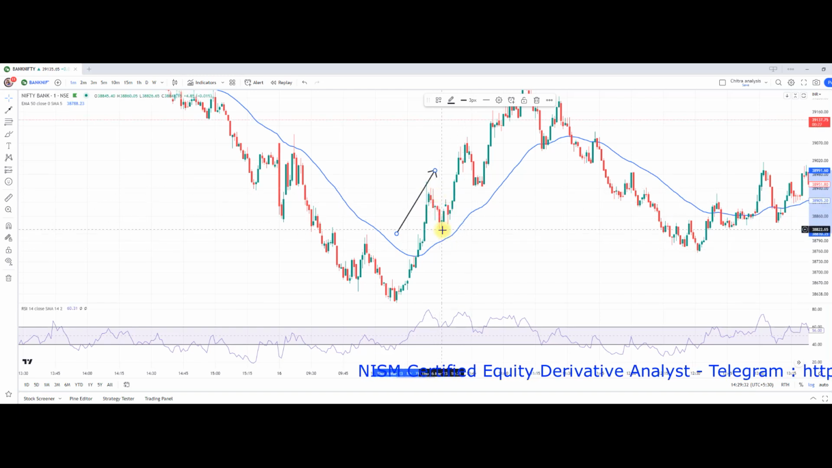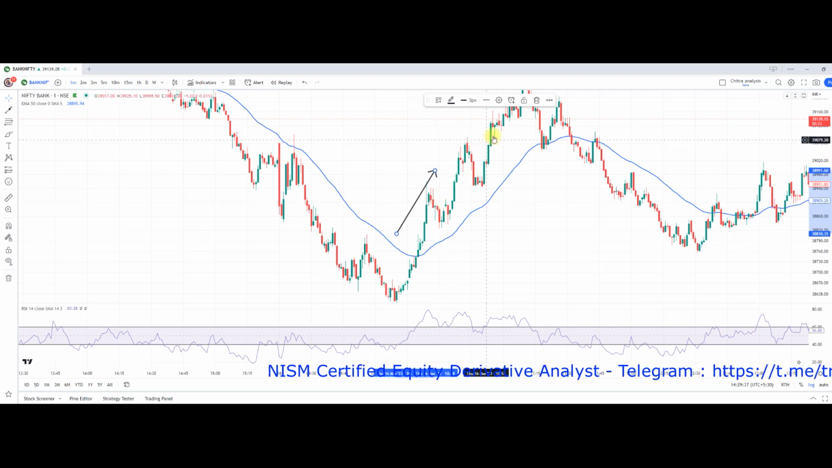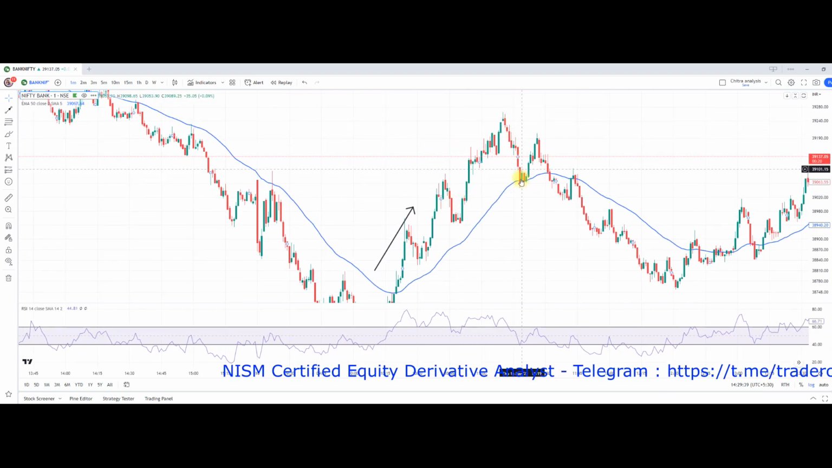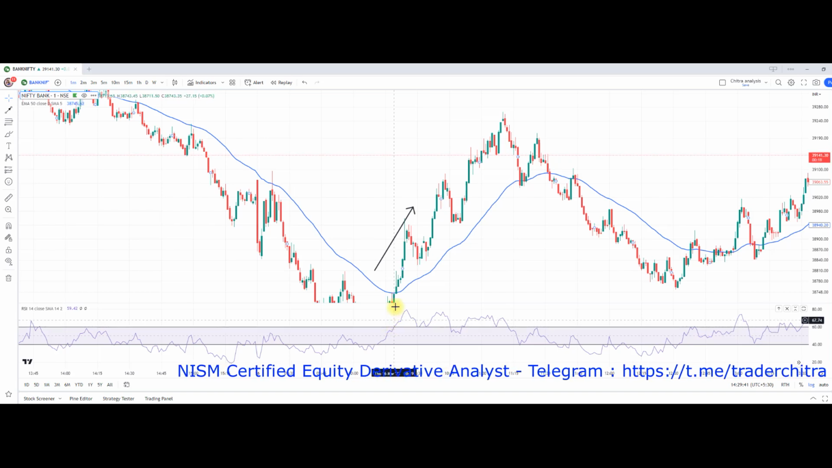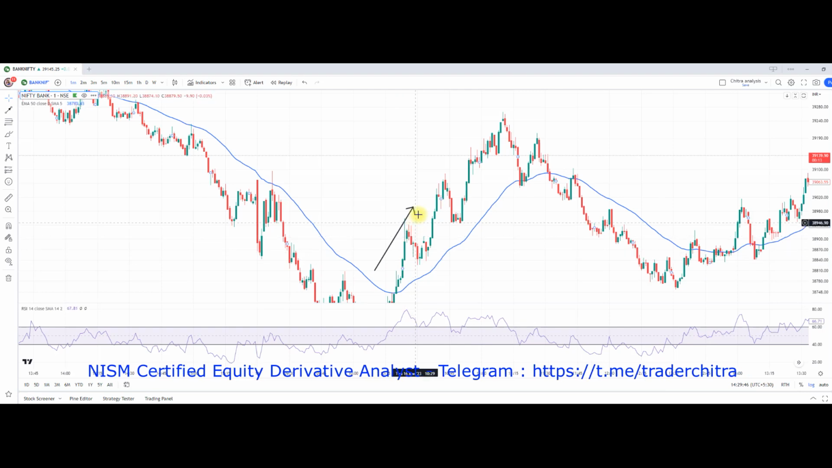Again we got a pullback towards the 50 EMA, but price didn't touch the 50 EMA. So again we can see the rally upside. Okay, so this is how you can enter into the long trade. Once the price is crossing above 50 EMA and RSI is also above 60, we can enter into the long trade.